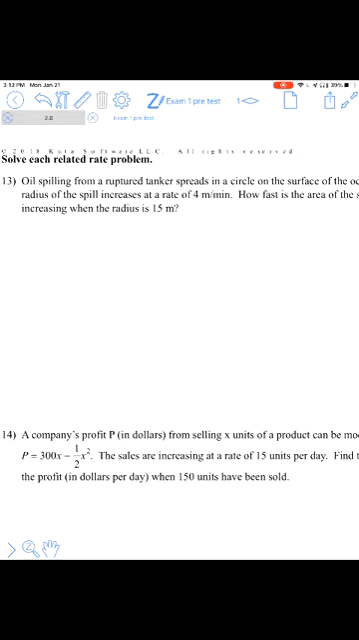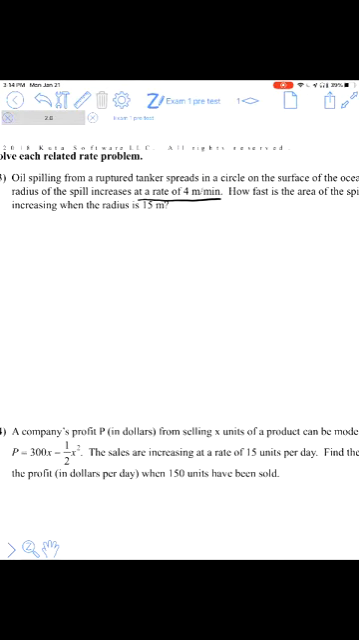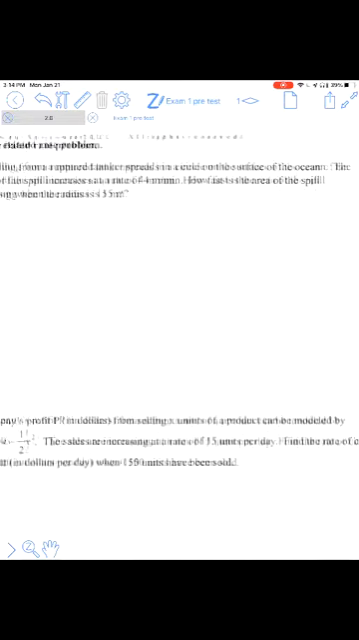a related rates problem. Related rates really is nothing more than implicit differentiation, where you're taking the derivative of one variable with respect to another, where two rates are related. For example, we have a radius that's increasing at 4 meters per minute, and it's asking for the area. How fast is the area increasing? So that's a rate because it's increasing. How fast is a rate. And since the area is related to the radius of a circle, these rates are related, hence related rates. So how fast is the area of the spill increasing?